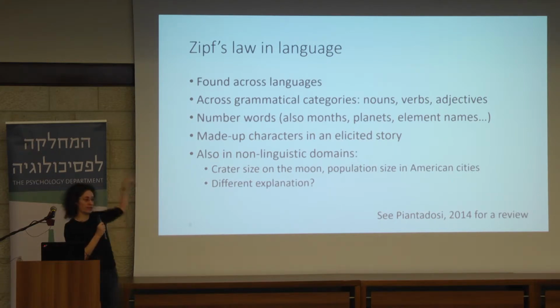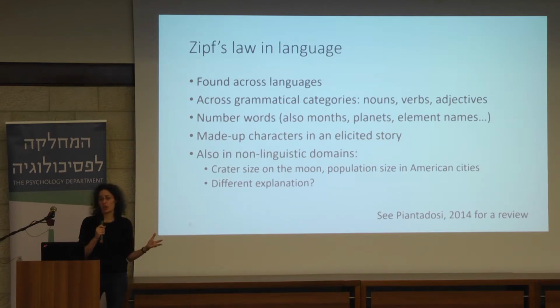This kind of distribution, that power law, is found across languages. It's found for grammatical categories: if we look only at nouns or only at verbs, we see the same distribution. It's found for things which seem bizarre, like number words: if you look at the use of 1, 2, 3, 4, and so on, they're also Zipfianly distributed. So is the use of planet names, element names, and made-up characters when we elicit stories from participants. And you find this distribution across many aspects of the physical world as well, including things which are hard to explain, like crater size on the moon or the population size in American cities. All these things follow a Zipfian distribution.